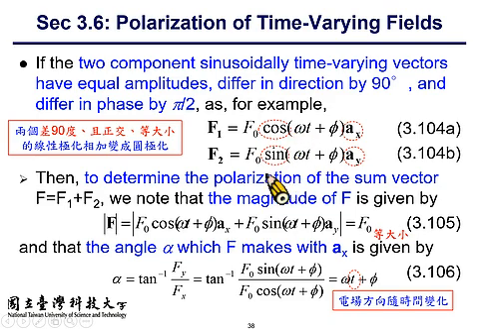Another important characteristic of this example is that the magnitudes of F1 and F2 are the same, both F sub 0. So the x component and y component are the same for this case. To determine the polarization of the sum vector F equals F1 plus F2, we know that the magnitude of F, given by the absolute value of the sum of F1 and F2, always equals F sub 0.